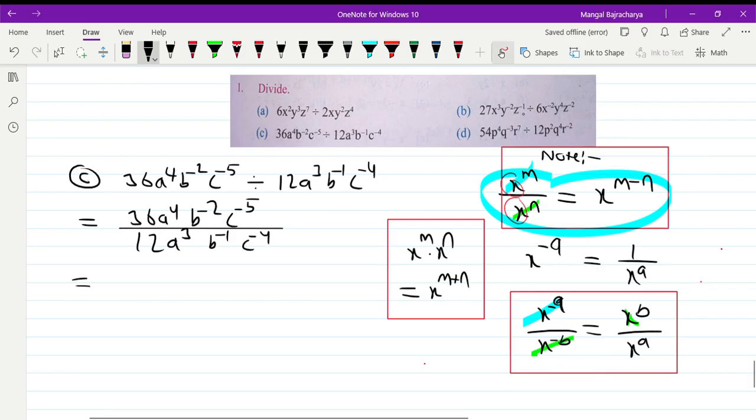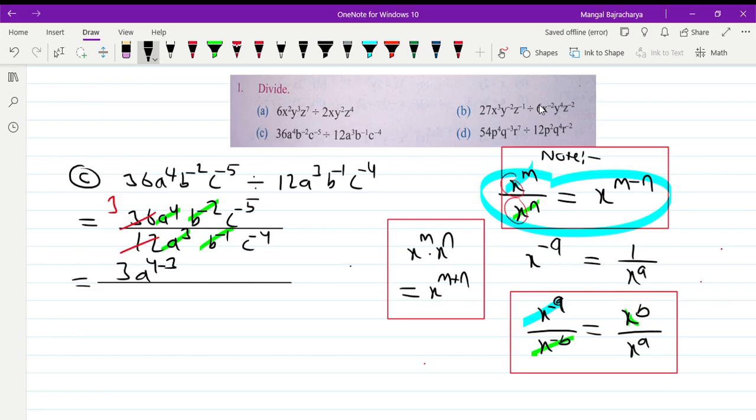So the first thing we do here is turn these negative powers into positive, and before that, 36 and 12 can be divided. 36 divided by 12 is 3, so that we do. And next we go for the a. Here a power 4 and a power 3 are getting divided, so we subtract, bringing the result above. And for the b, the remaining negative powers, we turn into positive first.